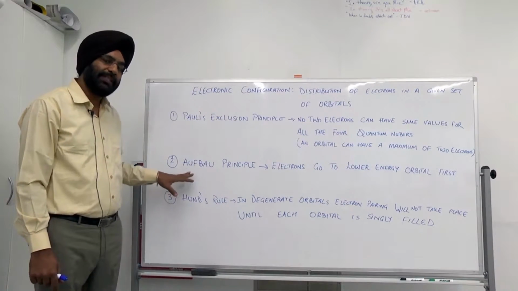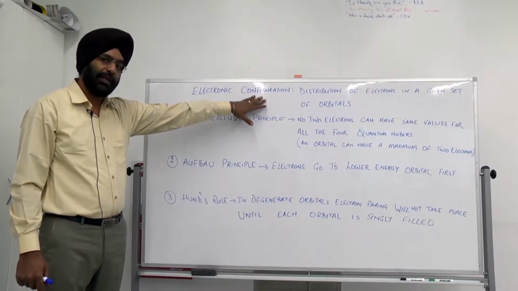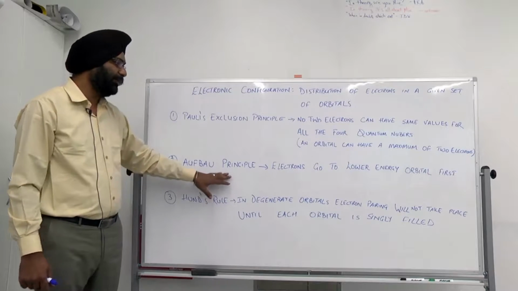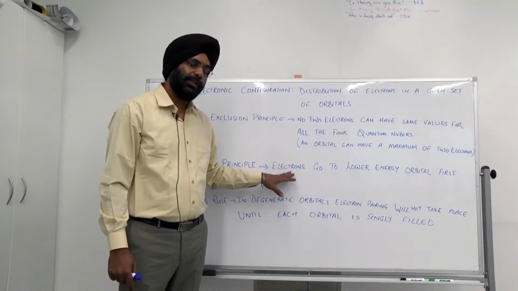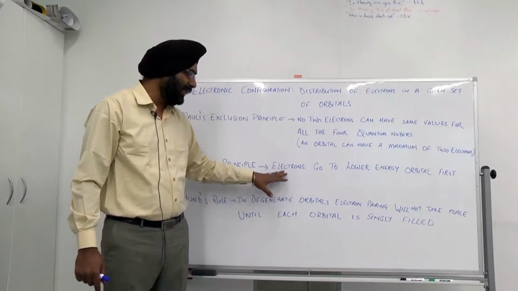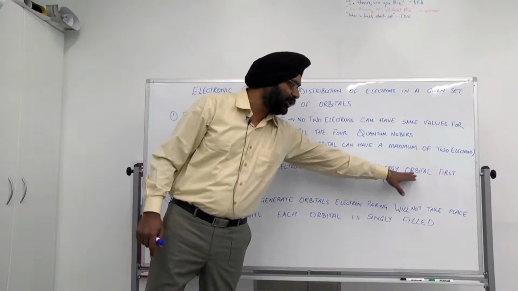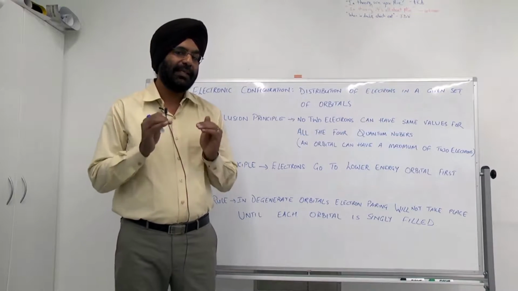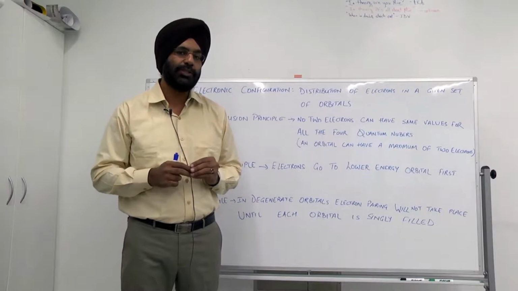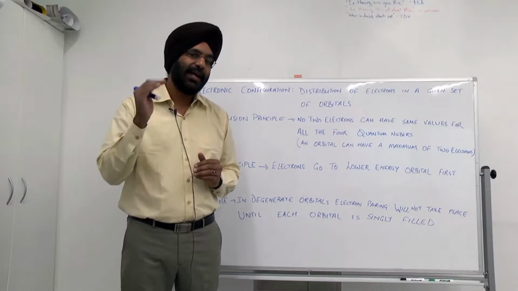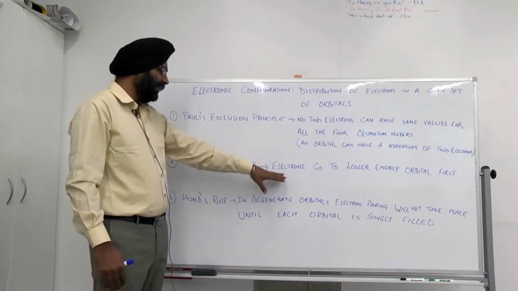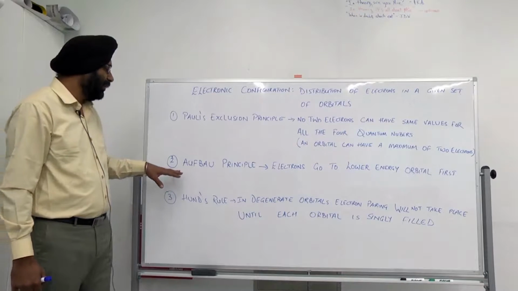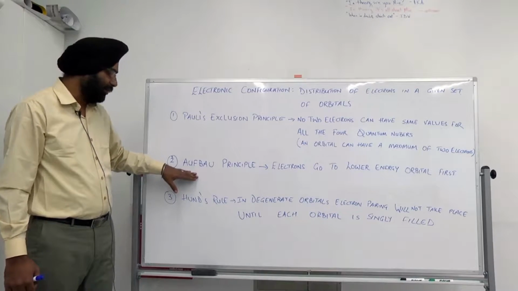The second principle which guides the distribution of electrons in orbitals is the Aufbau principle. According to the Aufbau principle, when we are distributing electrons in a given set of orbitals, the electrons go to the lower energy orbital first. So the orbital which has less energy associated with it, the electron is going to go into it rather than the orbital which has higher energy associated with it. So the electron goes to the lower energy orbital first. That's the second guiding principle for distributing electrons in orbitals.